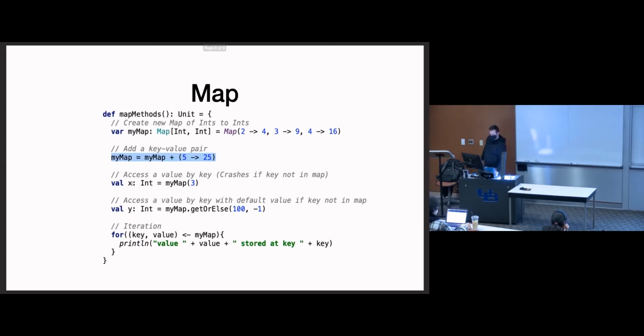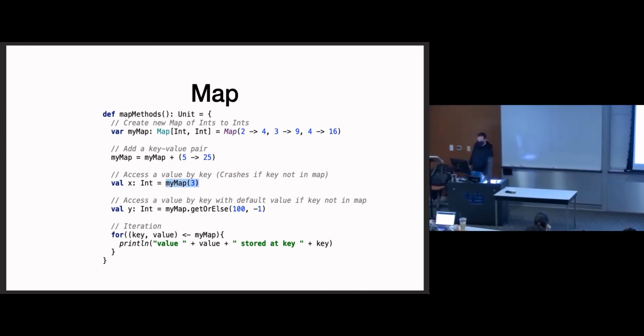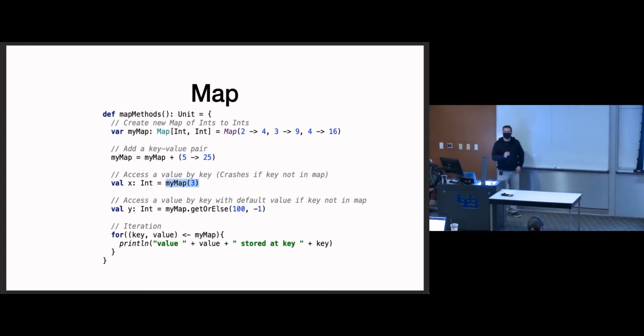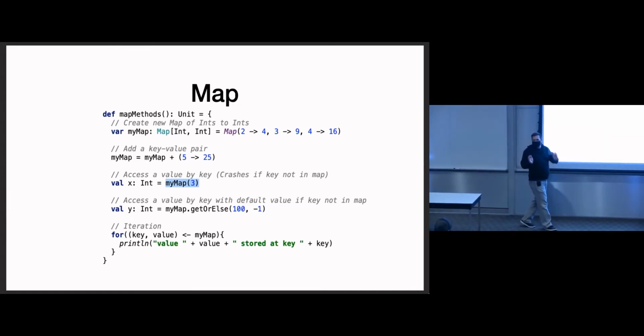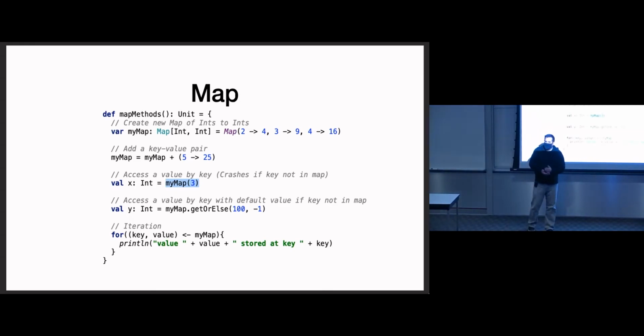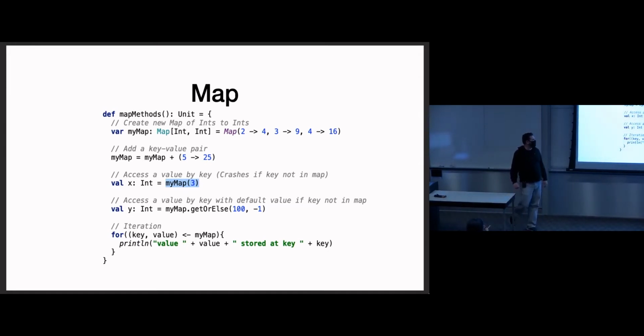Oops, I'm trying to advance a slide. Accessing a value in a map, just like the syntax for arrays and lists, parentheses, and that's going to give you the value at that key. Now, this is actually a pretty dangerous operation, asking a map for the value at a key. This is the same as saying .get.